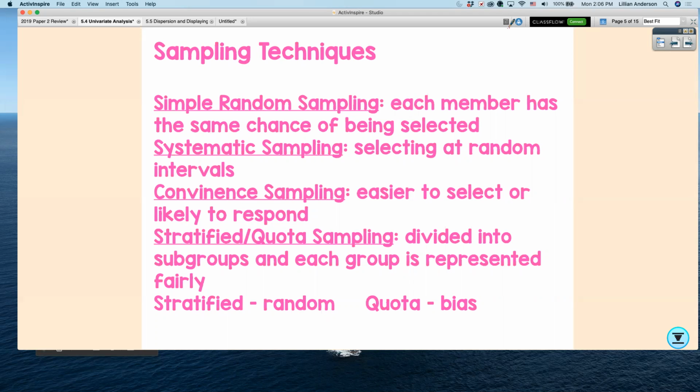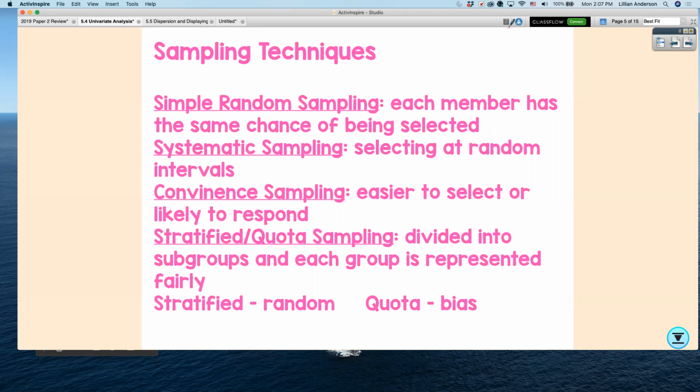The first, the most basic, is your simple random sampling technique. That legit means each member has the same chance of being selected, okay? That's why it's called a random sample. Everyone has an equal chance of being chosen.